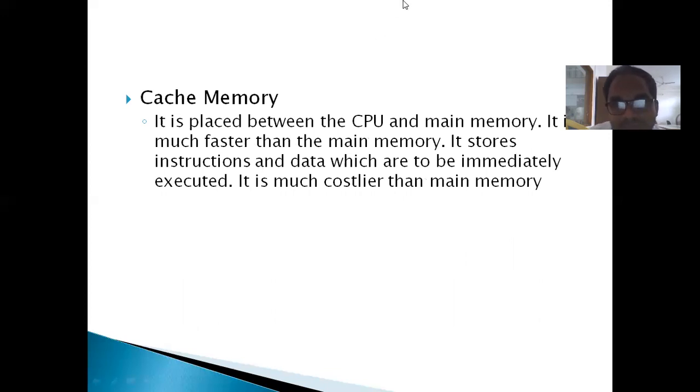Now, cache memory. It is placed between the CPU and the main memory. It is much faster than the main memory. It stores instructions and data which are to be immediately executed. It is much costlier than main memory. So it is faster but costlier than the main memory. Cache memory contains the data which will probably be required in the near future.